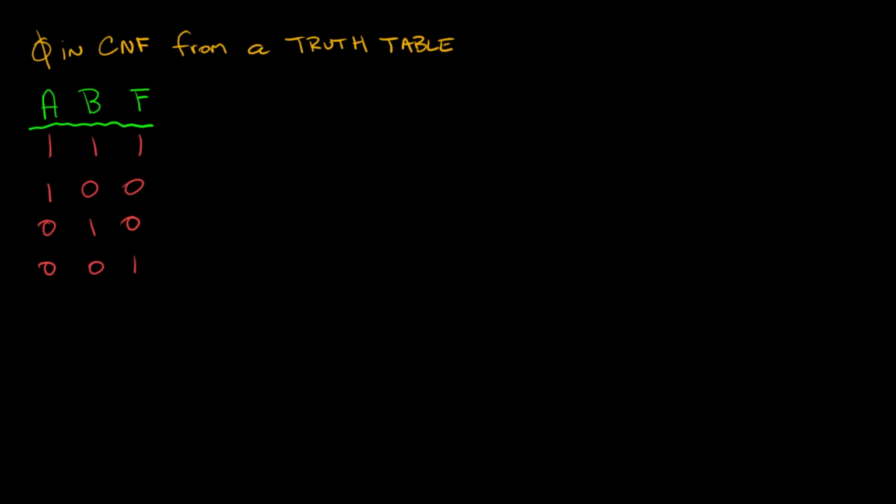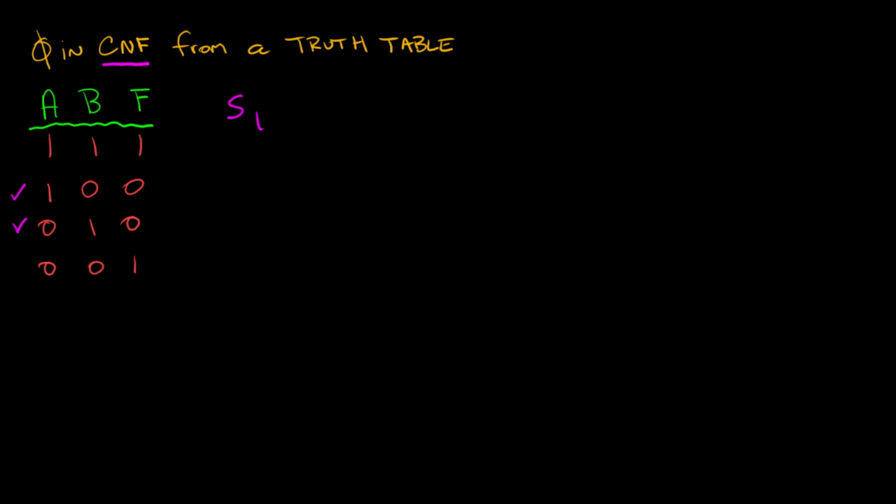We have an input or truth value assignment to A and B, and we have an output, which we can see under the column for F. The first step to getting a formula in conjunctive normal form is to identify the false rows, the rows where the function outputs a value of false. So in our case, this would be rows 2 and 3.